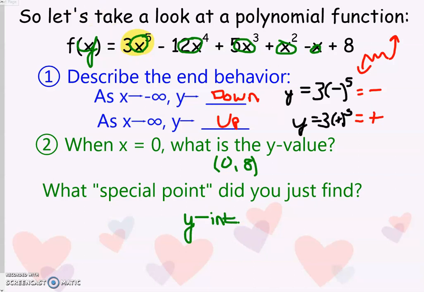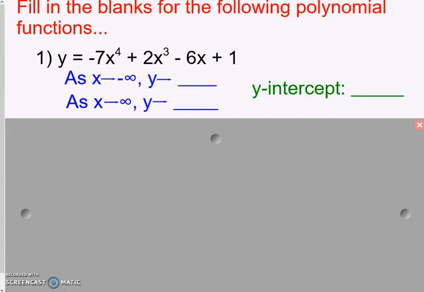And that is a very special point to us. So what are we going to do with that? Well, why don't you see if you can fill in the blanks for these functions. I would like the end behavior, and I would like the y-intercept. So now is a great time to pause the video, see what you can figure out on your own. So this is a problem where we need to find two things now. Now we're looking for end behavior and we're looking for the y-intercept.